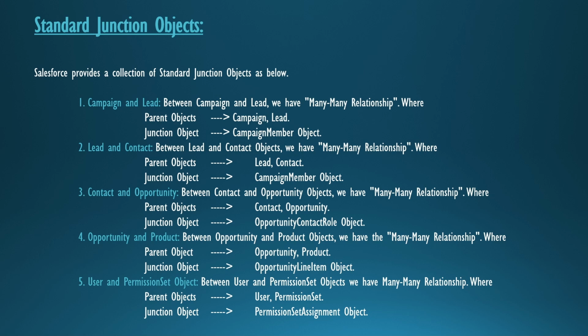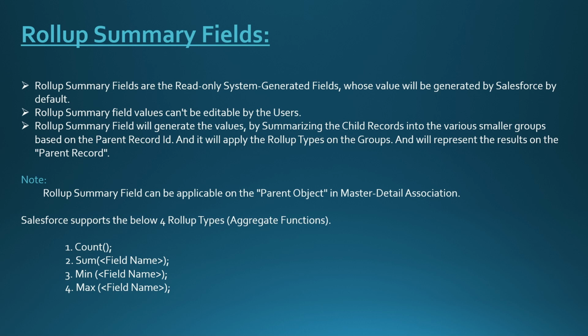Rollup summary fields. Rollup summary fields are the read-only system-generated fields, whose value will be generated by Salesforce by default. Rollup summary field values can't be editable by the users. Rollup summary field will generate the values by summarizing the child records into various smaller groups based on the parent record ID. And it will apply the rollup types on the groups, and will represent the results on the parent record. Note: rollup summary field can be applicable on the parent object in master detail association.